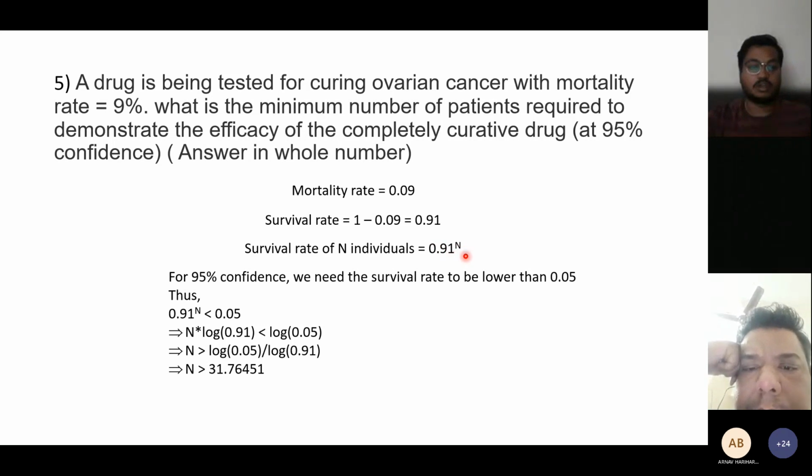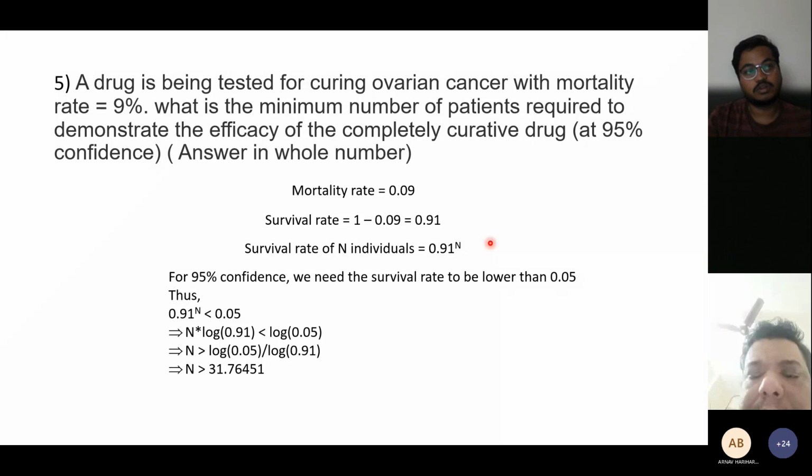Okay. Now we have a completely curative drug. So the drug can cure the disease. Sir, the doubt is how we can say that the survival rate should be lower than 0.05 for 95% confidence. Yeah, that part I'm coming to. So we know that the survival rate for n individuals will be this. Now we are trying to test a drug that is completely curative. So that means if anyone who has the disease is given the drug, they should be cured, right?